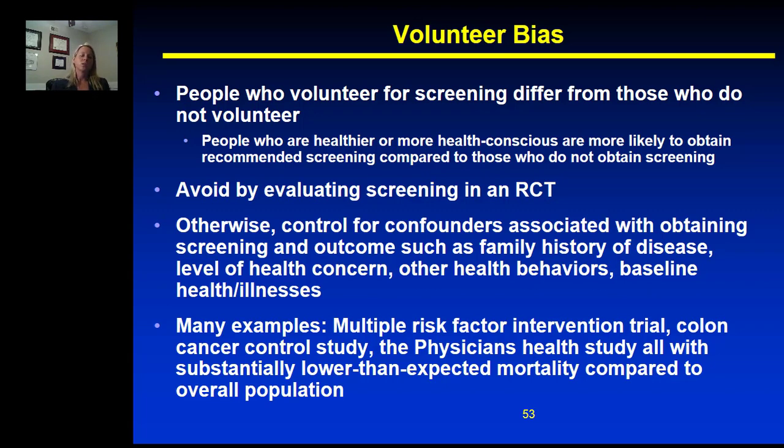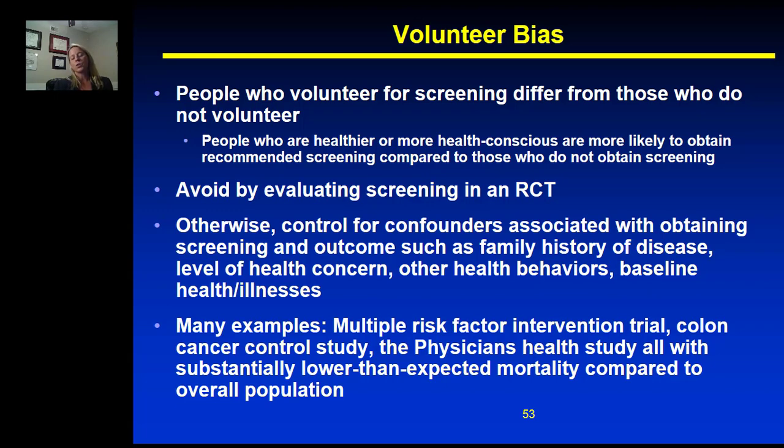And there are multiple ways to prevent or reduce volunteer bias. One would be to evaluate the effect of a screening using it in a randomized clinical trial, which will be discussed in a bit, but that is where we essentially randomly assign people to whether they're going to get screening or not. So there isn't a bias at that point in terms of what the person receives in terms of the screening. However, you can still have a bias in a randomized trial in terms of who agrees to participate in the trial, and that really is something that can't be avoided at all.